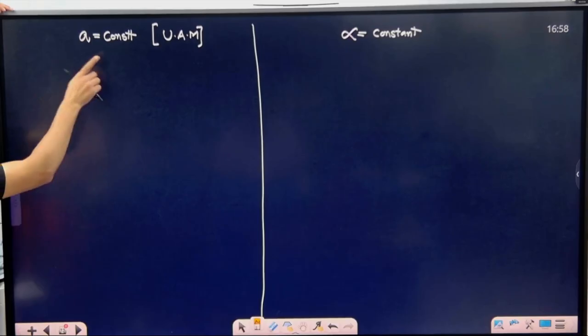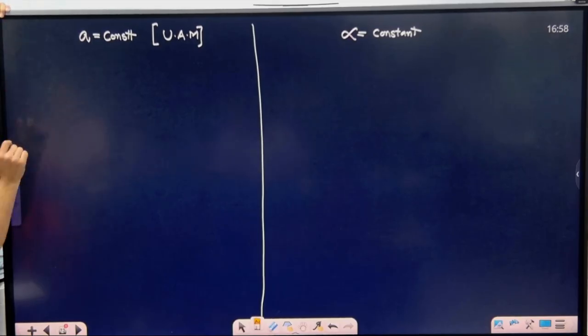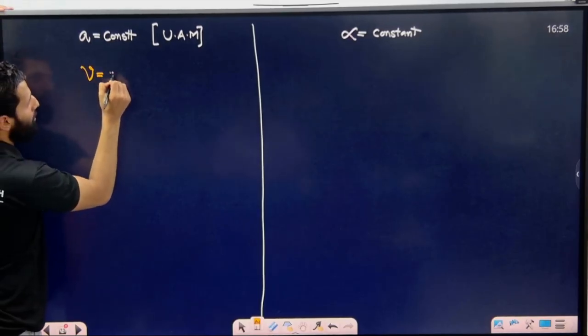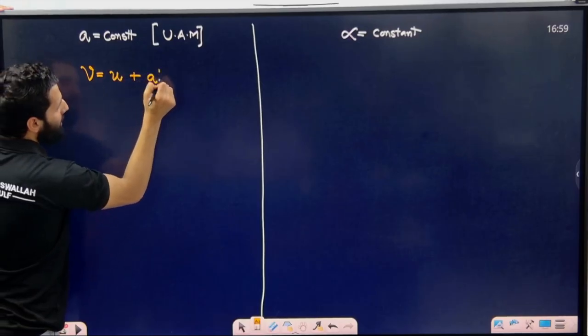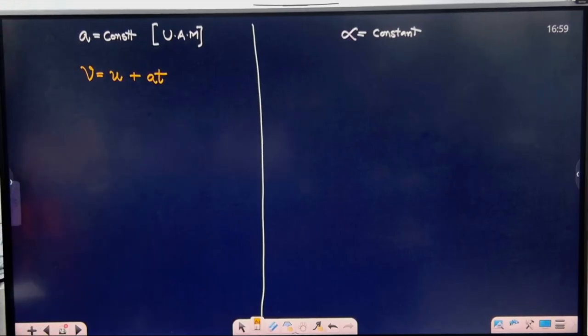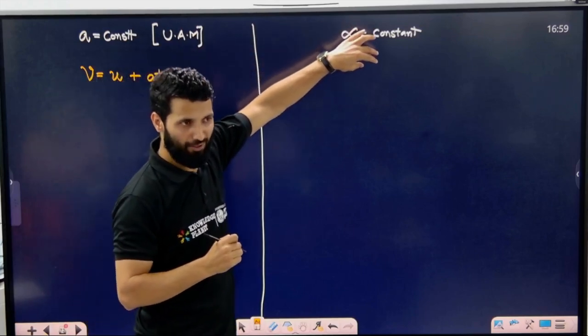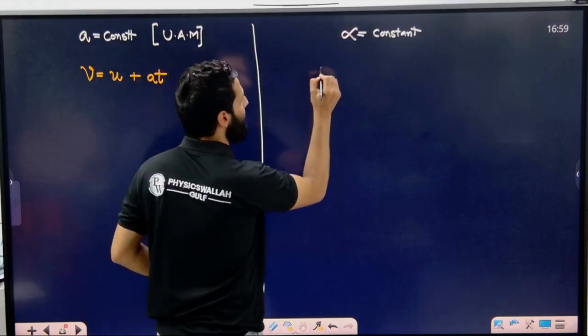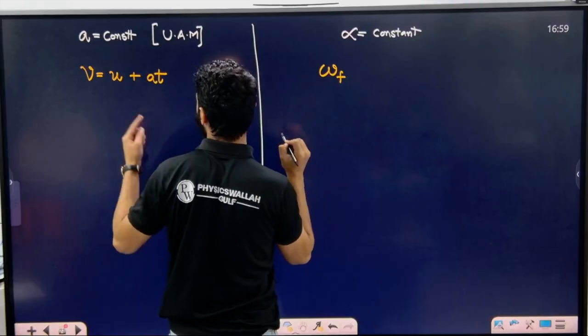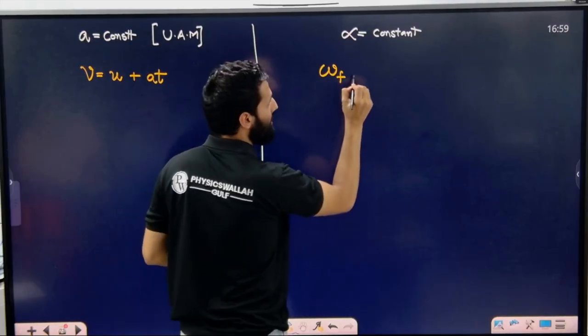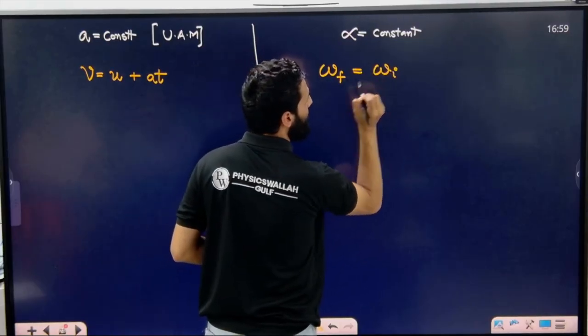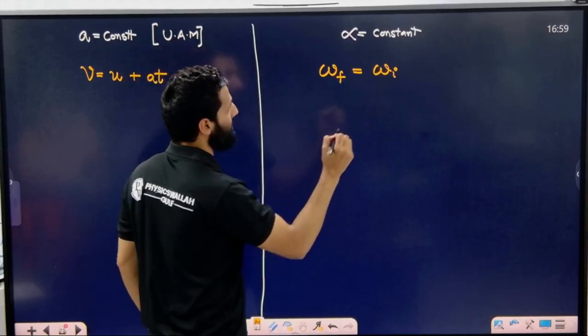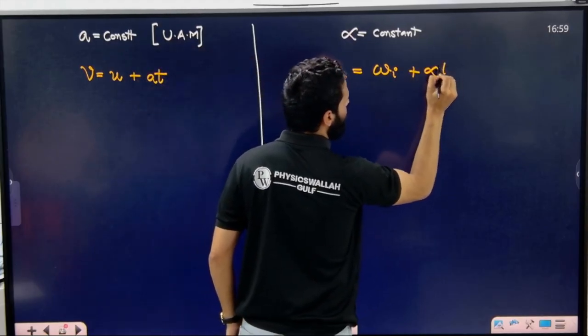Now, acceleration is constant. How many equations? Three equations. First equation, V is equal to U plus at. Now look here. If V is equal to U plus at, can I say that final angular velocity is equal to initial angular velocity plus alpha t? One you remember, another is easy to remember.